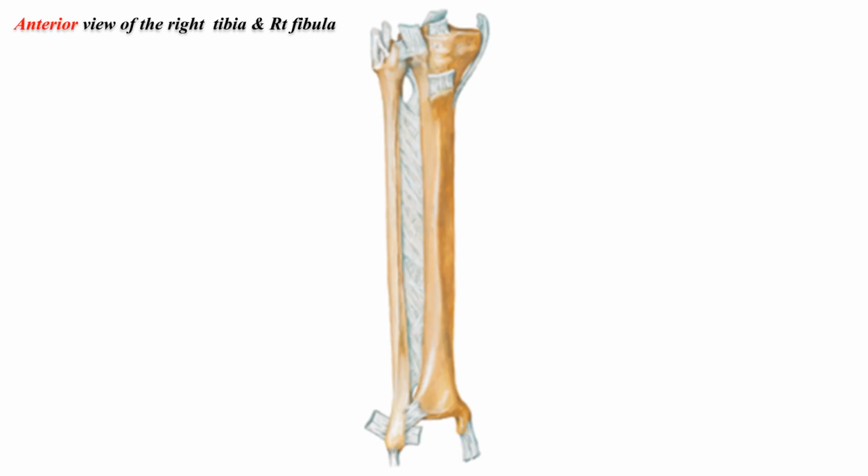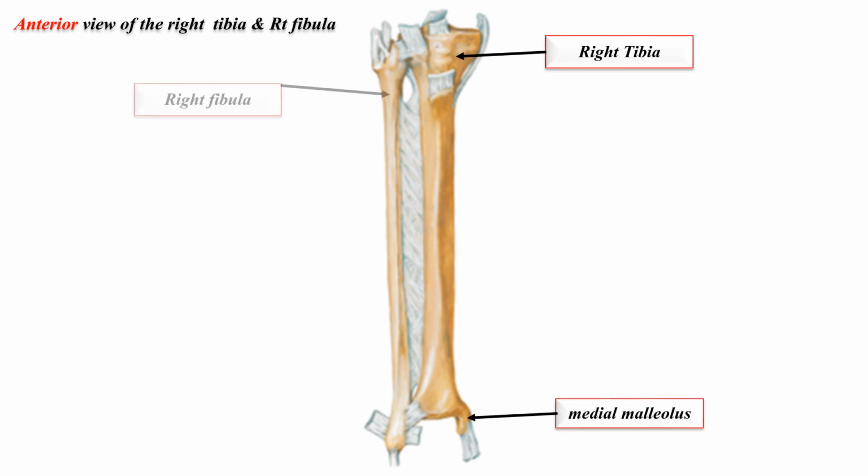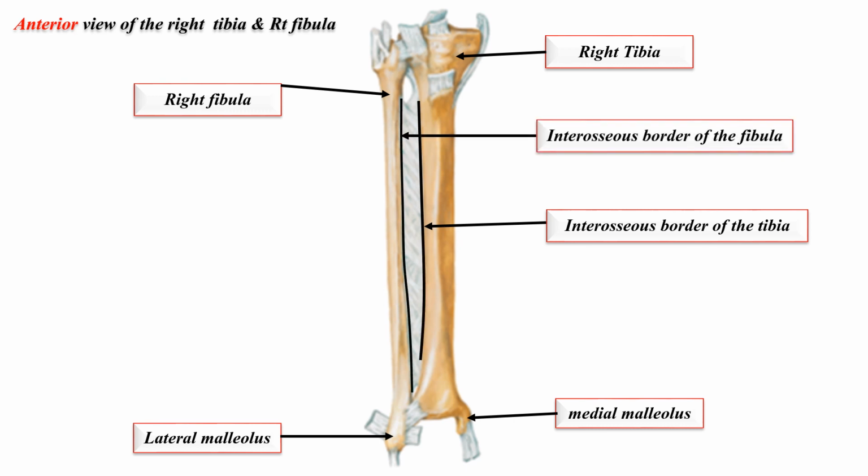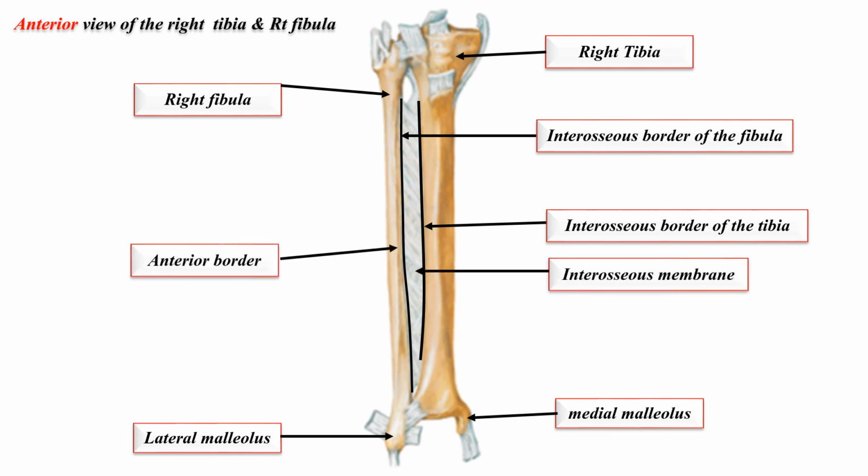This is the anterior view of the right tibia and the right fibula. This is the right tibia. Distally, this is the medial malleolus. This is the right fibula, and distally, this is the lateral malleolus. This is the interosseous border of the tibia, and this is the interosseous border of the fibula. Between them, there is the interosseous membrane, and this is the anterior border of the right fibula.